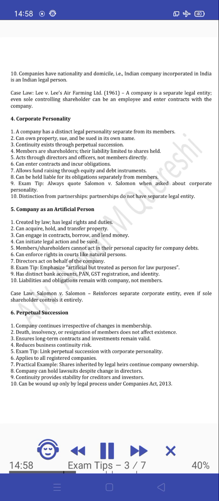8. Can be held liable for its obligations separately from members. 9. Exam tip. Always quote Solomon vs. Solomon when asked about corporate personality. 10. Distinction from partnerships. Partnerships do not have a separate legal entity.